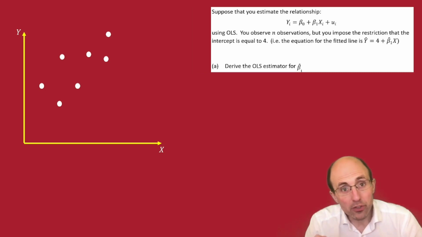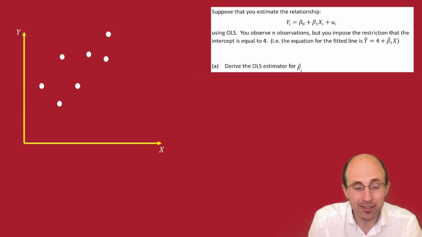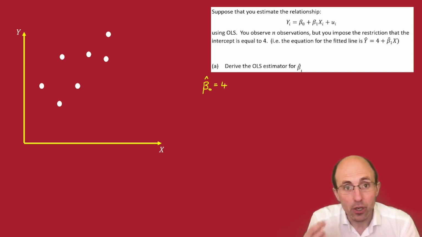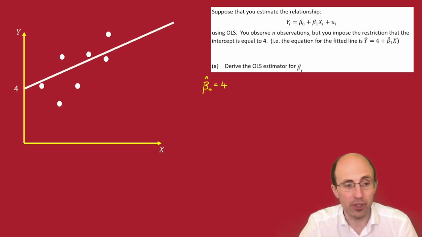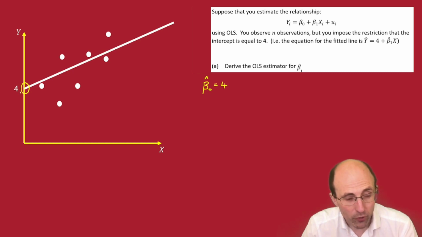In this exercise, we're trying to construct the OLS estimator to estimate a relationship between y as our dependent variable and x as our explanatory variable, but there's a twist. The twist is that we're trying to impose that the intercept of our fitted line, beta naught hat, is equal to 4. So we're making this a restriction on our line. The fitted line that we choose might look something like this. The only restriction that we've placed on it is that the intercept is equal to 4.